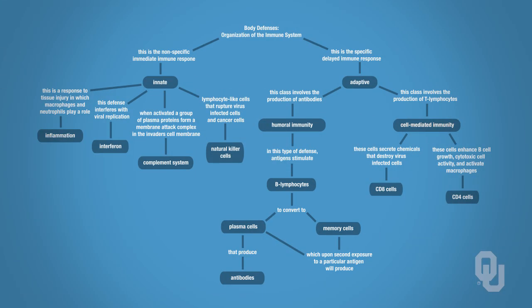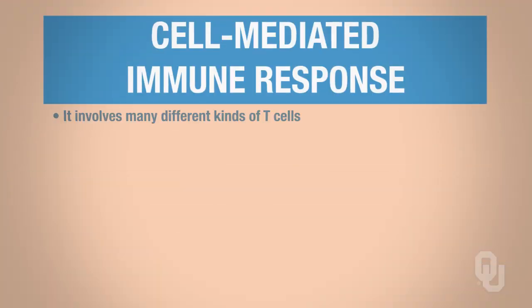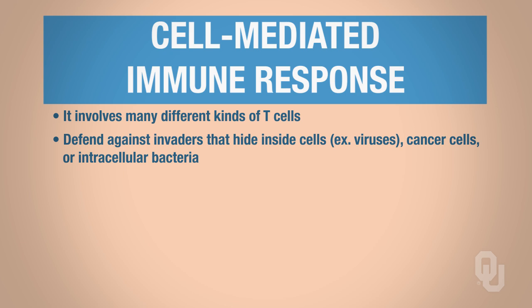So once again, we return to your flow chart, and specifically what we'll be focusing on now is cell-mediated immunity. Be sure that you remember that cell-mediated immunity involves T lymphocytes. Okay, so in a cell-mediated response, we're going to use different types of T cells. They're all T cells, but there are different types of them. These T cells are going to defend against invaders that hide inside of cells.